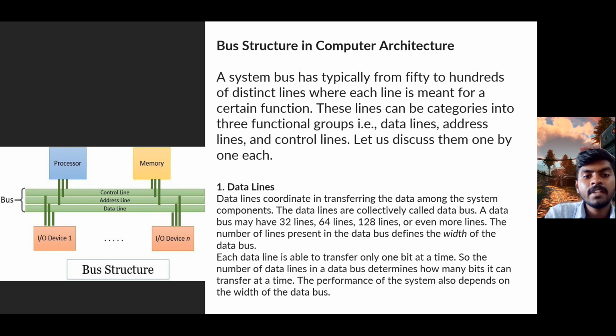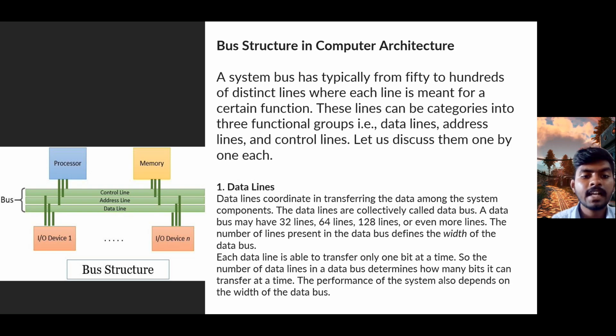These lines can be categorized into three functional groups. They are categorized as address lines, data lines, and control lines. Let us discuss them one by one. Here is the data line, and we are discussing the data line now.